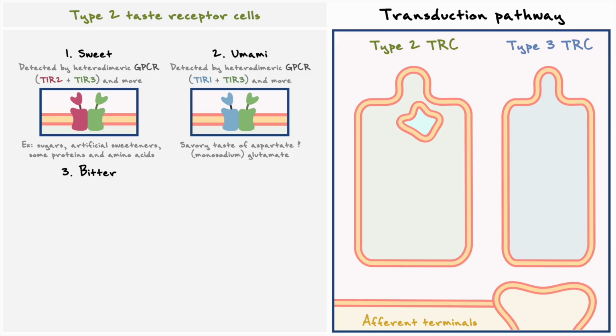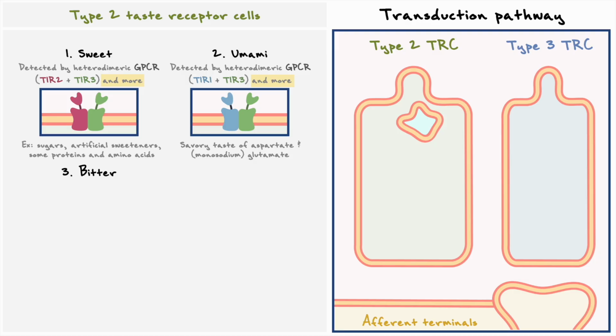You will notice that for both sweet and umami, I have written "and more" after the receptors. This is because while these are the best described mechanisms, there seems to be other pathways for the cells to sense sweet and umami that are independent of T1R receptors. For our purposes, we'll still just focus on what is better known.